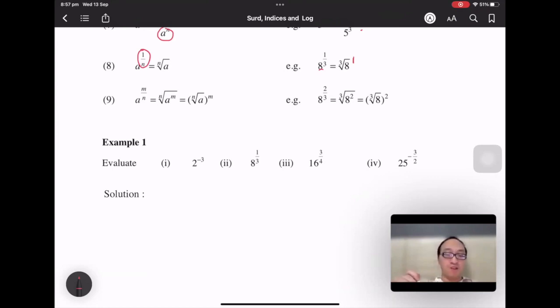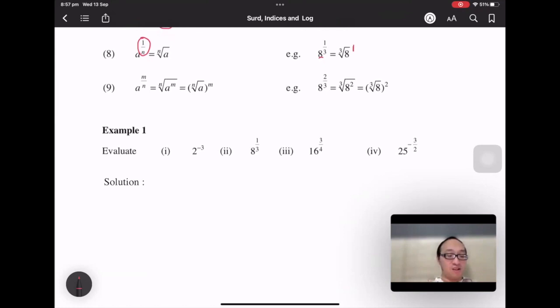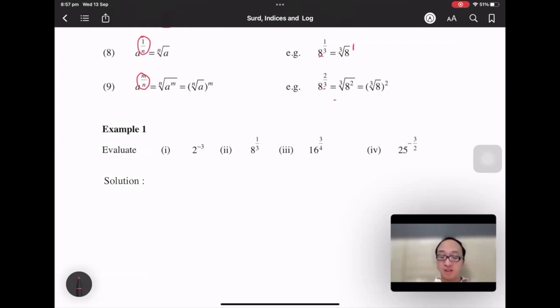And for the ninth, if we have the fractional index m over n, it will be the nth root of a to the power of m. For example, 8 to the power of 2 over 3, that's the same as 8 squared and then cube root. Or we can say it's the cube root of 8 to the power of 2.